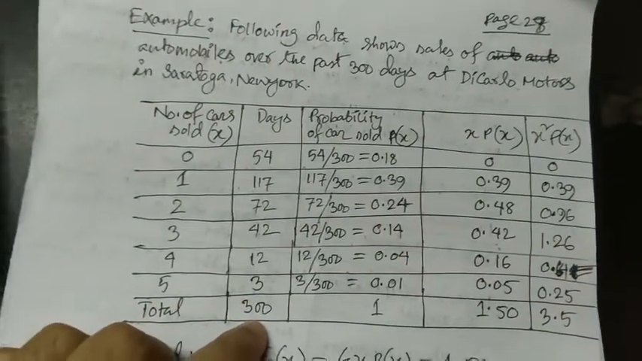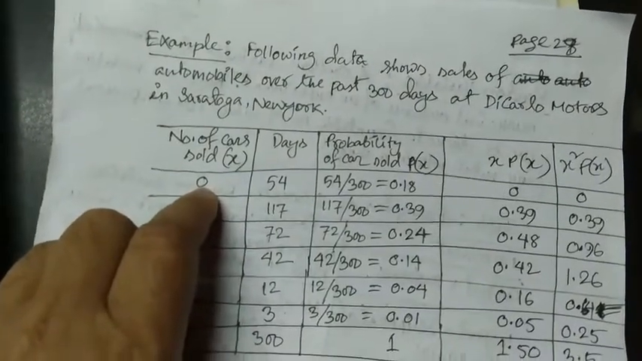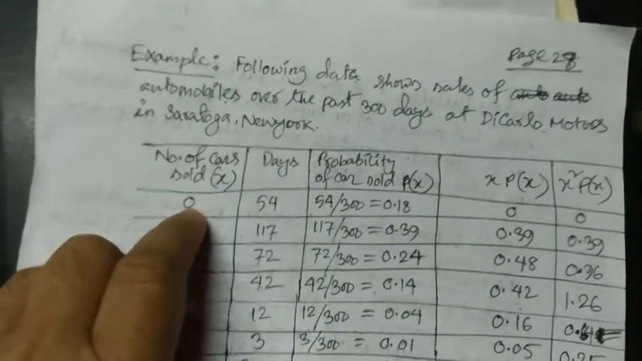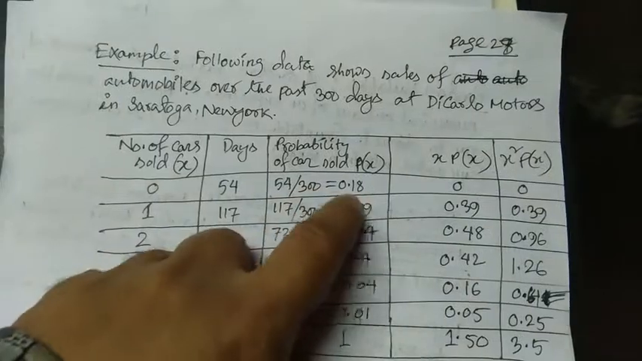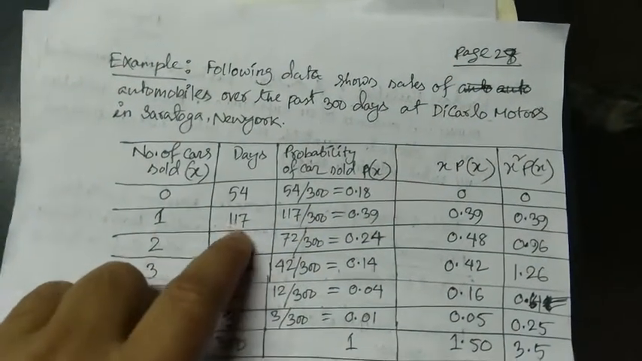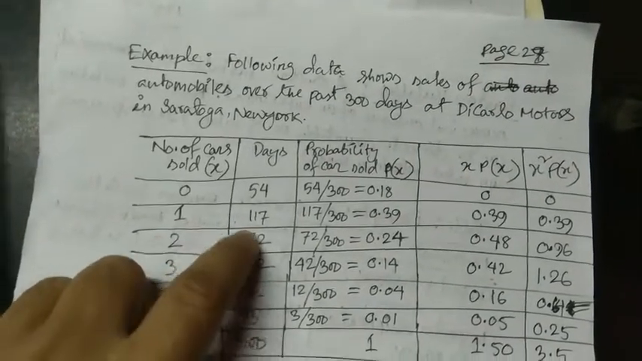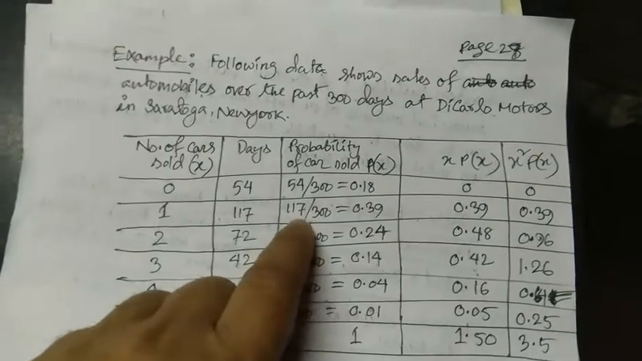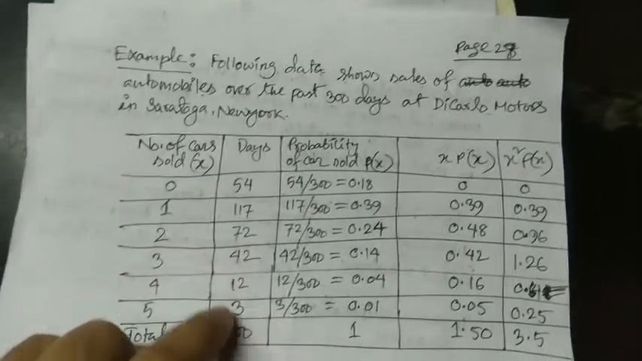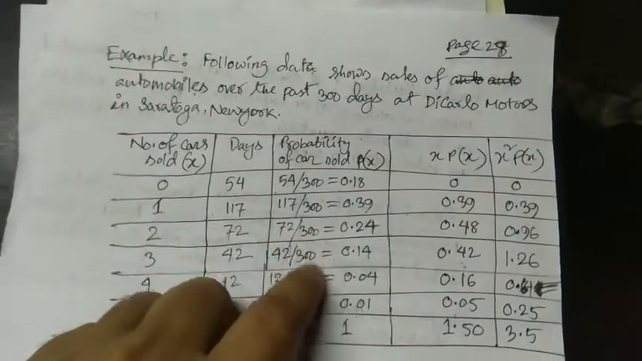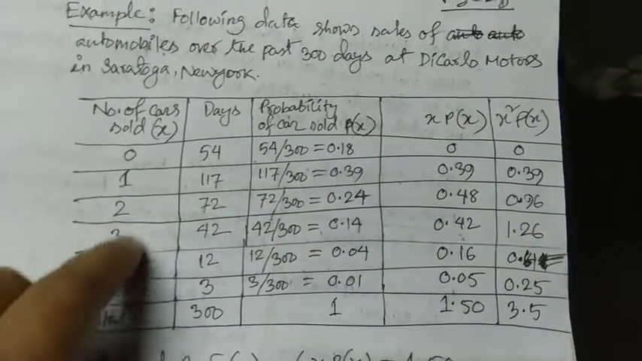So the total number of days is 300. This is 54. So the probability of selling 0 cars is equal to 54 divided by 300, which is 0.18. The probability of selling 1 car per day is 117 divided by 300, 0.39. The probability of selling 2 cars per day is 72 divided by 300. That is this one. Like that way you can calculate the probabilities of selling every single possible number of cars.